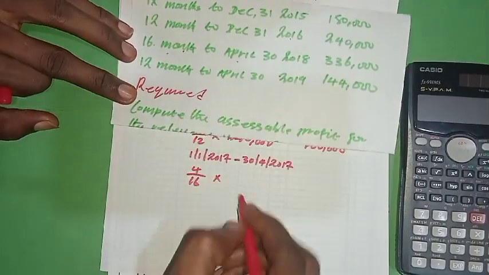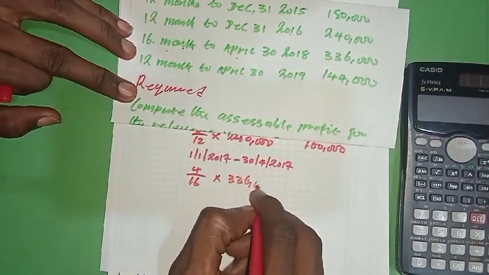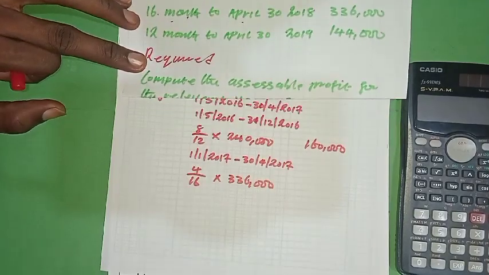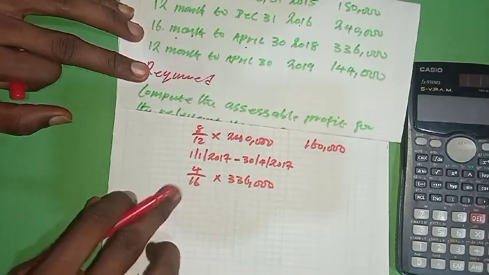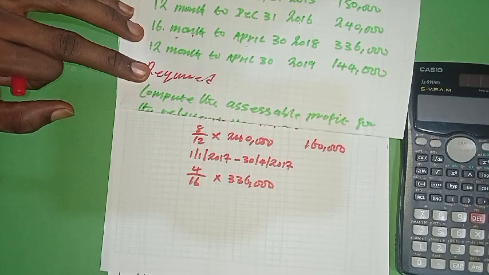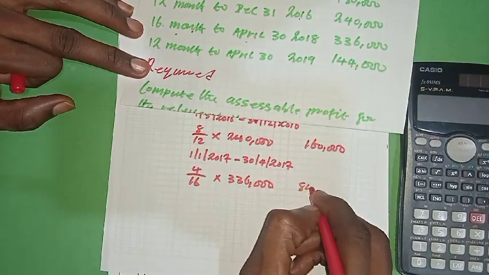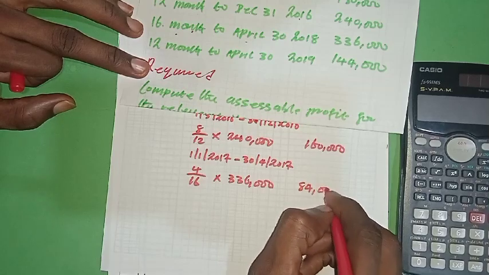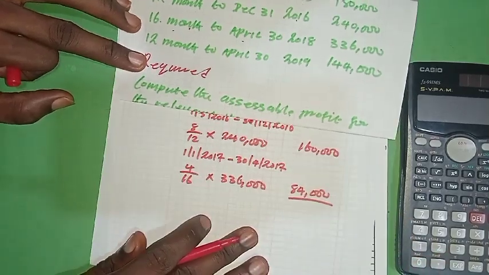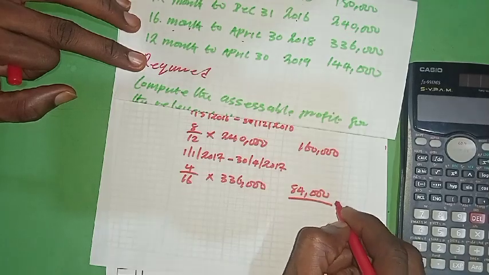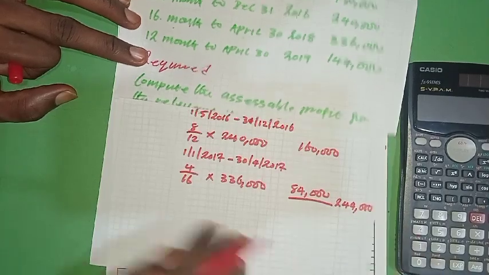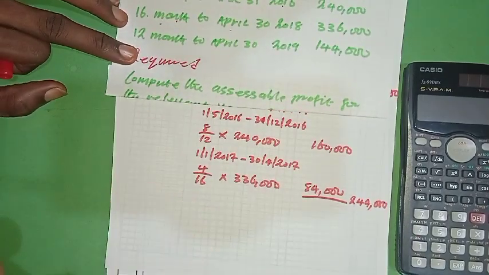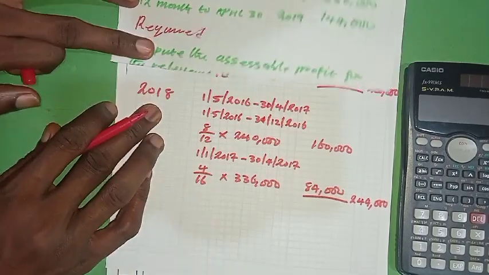What is the profit here? 336. You understand it? 336. So in 218 we now have 12 months. 8 plus 4, 12. So 4 times this will give you what? 84,000. Sorry. Please confirm with your calculator. When you sum it up, it will now give you 244,000. Hope it's clear. Hope you are getting it. Now we are done with 218.